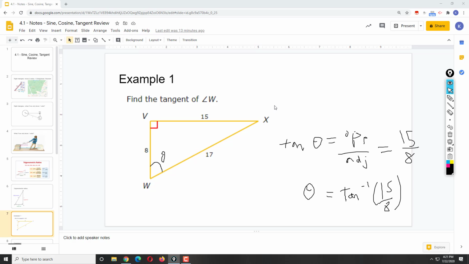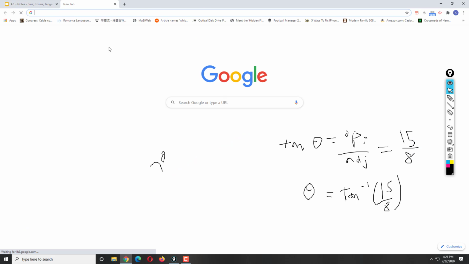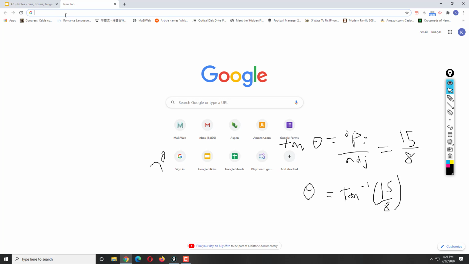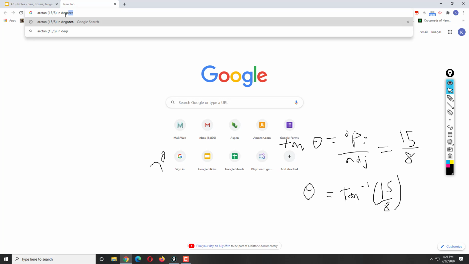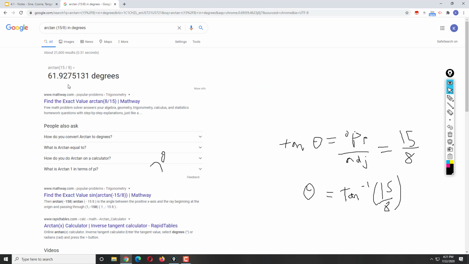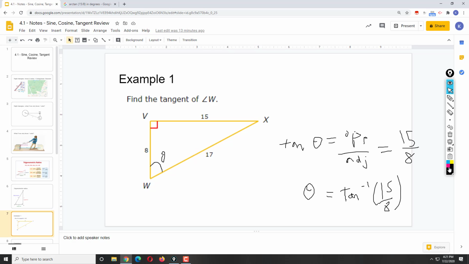If you don't have a calculator, you can always use Google. Let's go to Google. The inverse tangent is also, we call it arctangent, and it's 15 over 8 in degrees. If we do that, Google tells us it's about 62 degrees. So this angle is approximately 62 degrees. Okay. Next example.